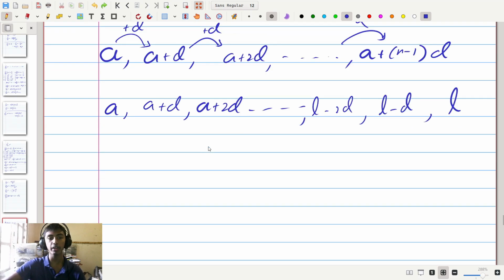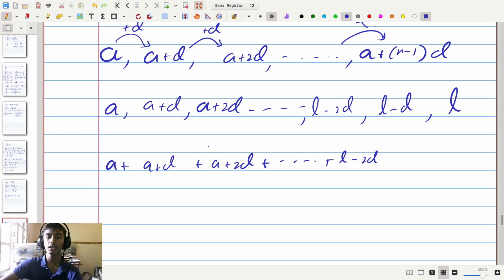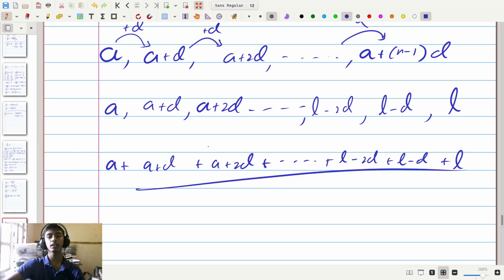Now, given this kind of series, the sum is just all of these terms added together. So when we talk about the sum of an arithmetic series, we're just talking about a plus (a plus d) plus (a plus 2d) plus so on and so forth until the last term, which is going to be (L minus 2d) plus (L minus d) plus L. Now, there is actually a nice way to write each of these sums in terms of the first term and the last term.